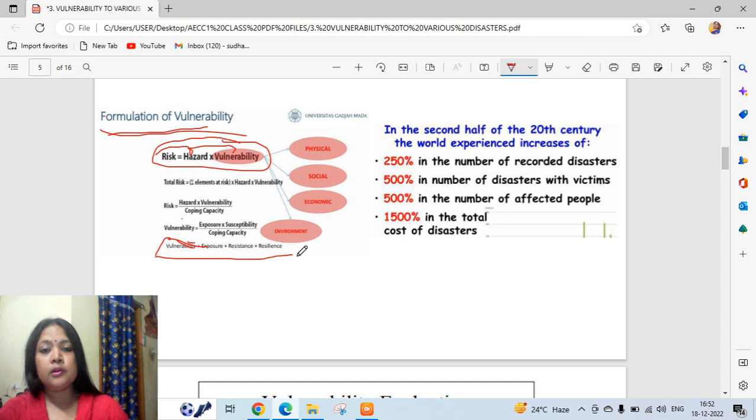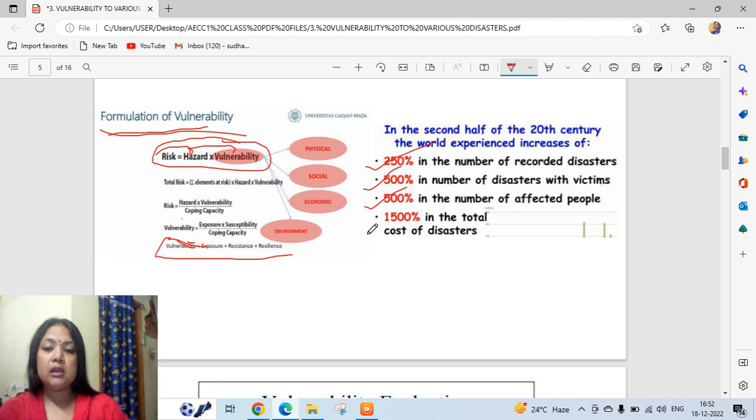Okay. So in the second half of the 20th century, the world experienced an increase of 250% in the number of recorded disasters, 500% in the number of disasters with victims, and 500% in the number of affected people.